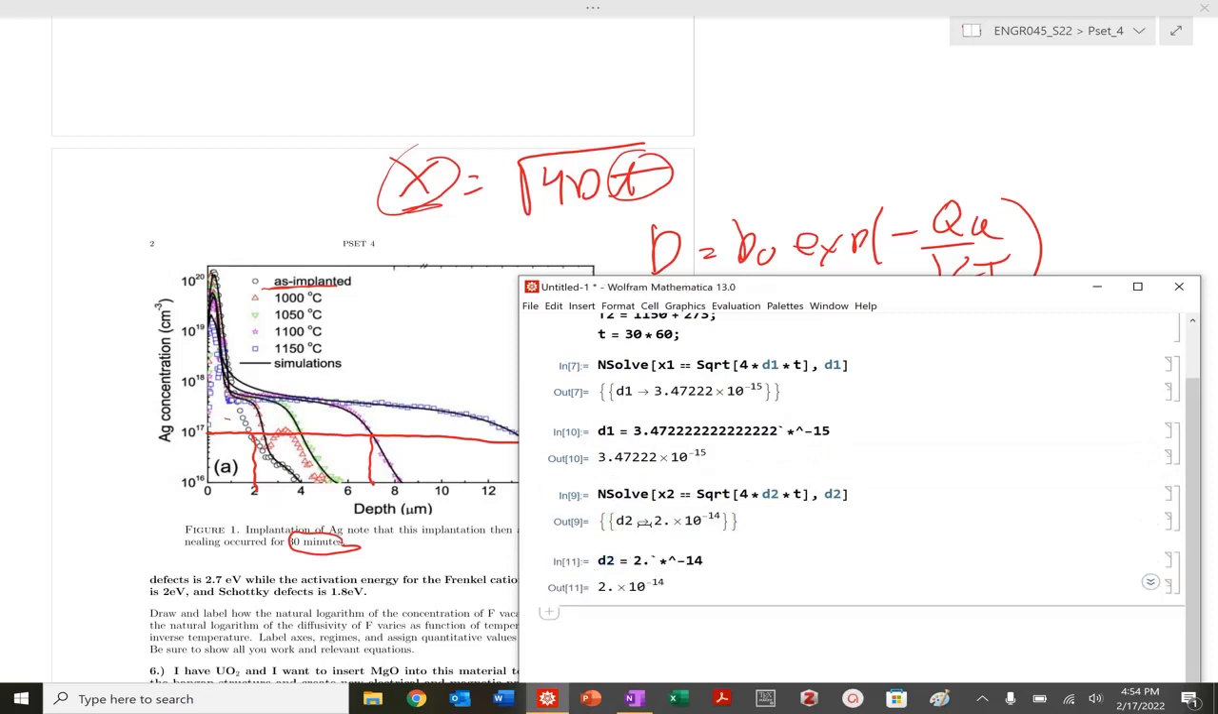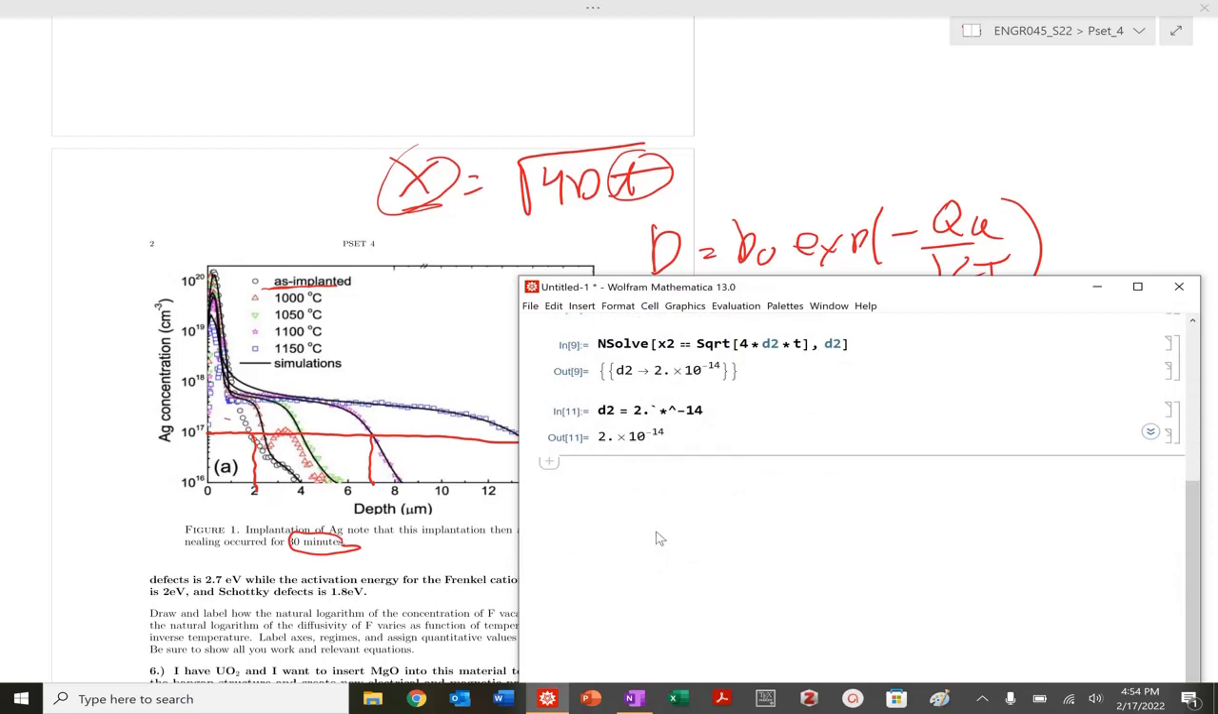d2 equals this. And then now I could go about and solve where d1 is set equal to d naught times exponential of minus QA divided by K, where K is my Boltzmann's constant, 1.38 times 10 to the minus 23, over K times T1.